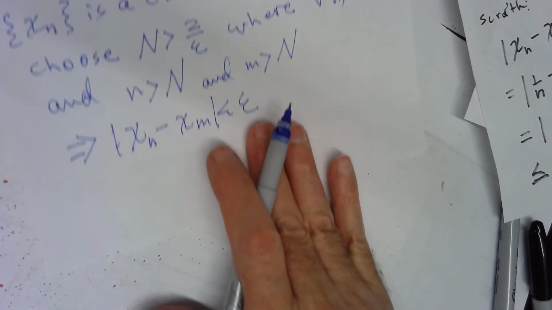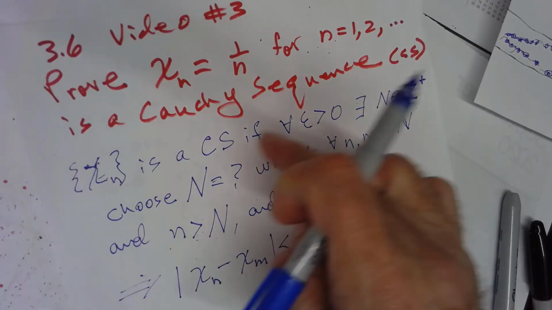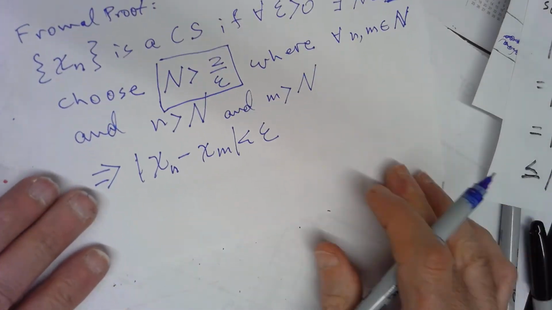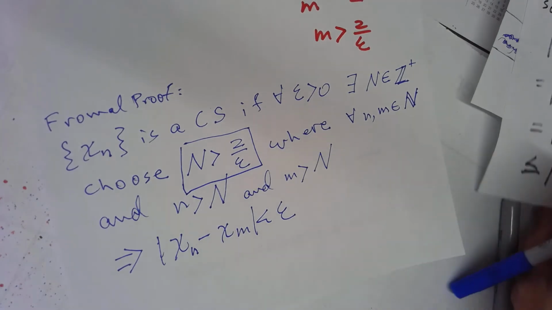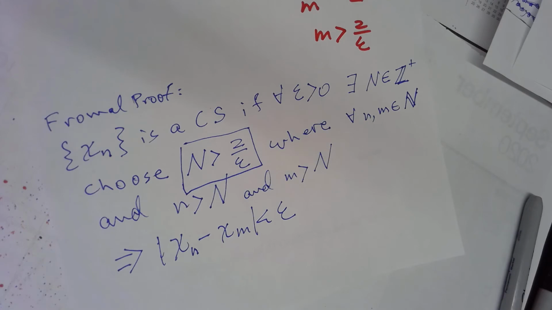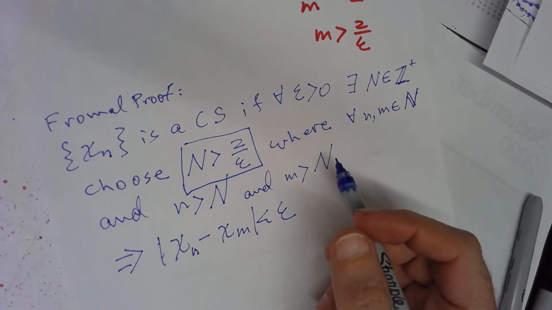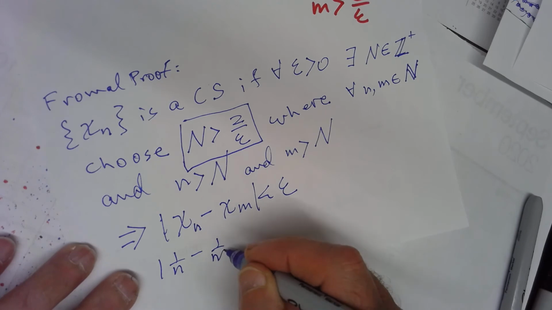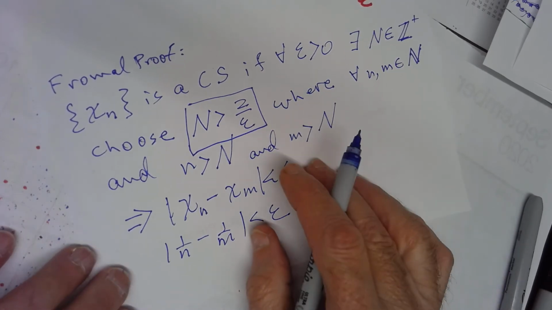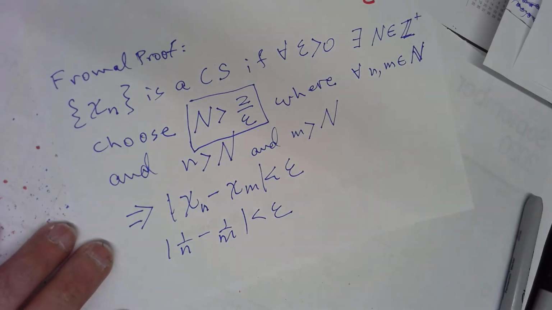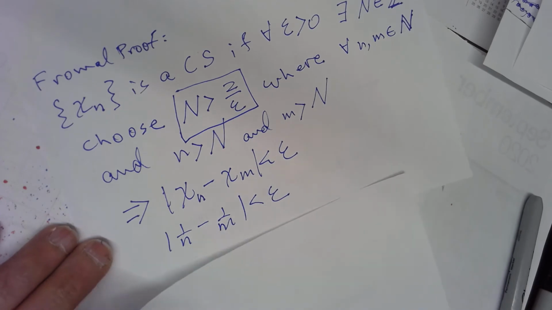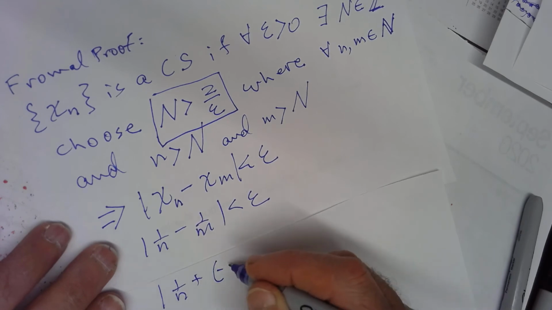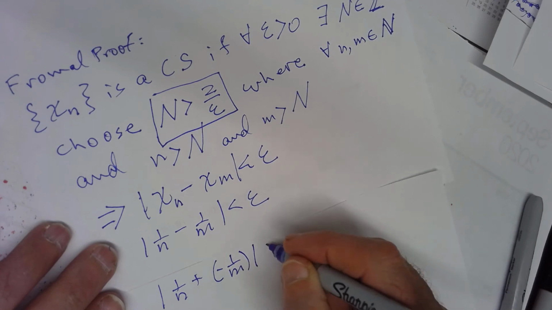All we did is take this and rewrite it to include N. So now this is the only thing that's new from what we started with. From here we can put in our 1 over n minus 1 over m again is less than epsilon, and then we can split that again like we did before in our scratch work. So this will be 1 over n plus negative 1 over m, and that's less than epsilon.